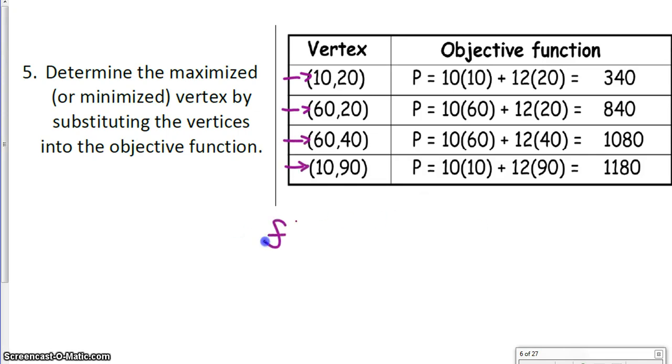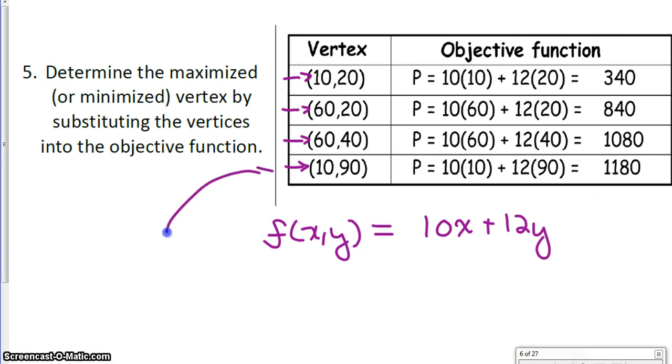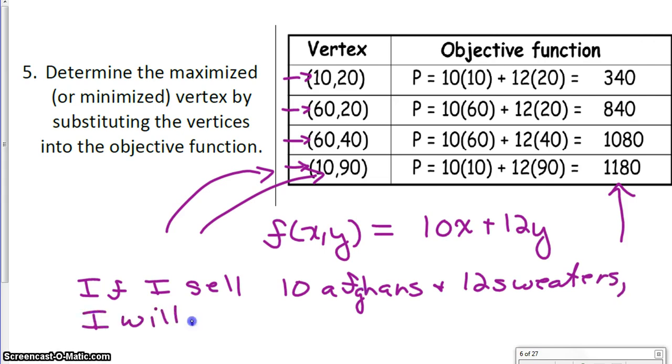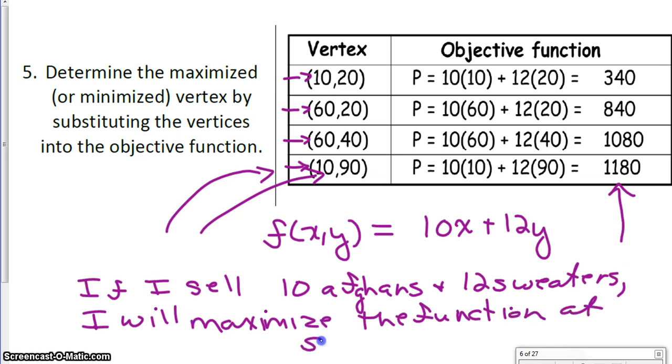Then remember, we used the original optimization equation, which was 10x plus 12y, and we get all of these answers, and we have maximums and minimums. But ladies and gentlemen, look right here. I want a maximum profit, correct? So if I sell 10 Afghans and 12 sweaters, I will maximize the function at $1,180. So please remember that this one is kind of a big deal. Let's make sure that we do that.